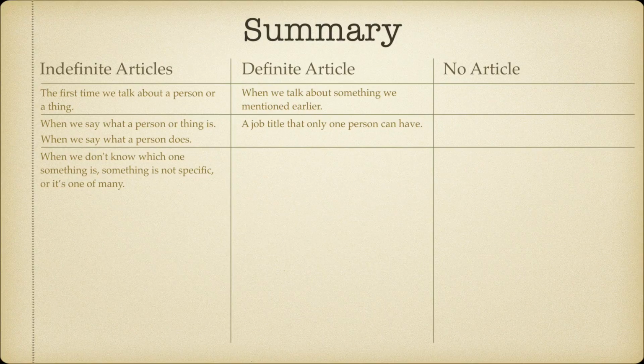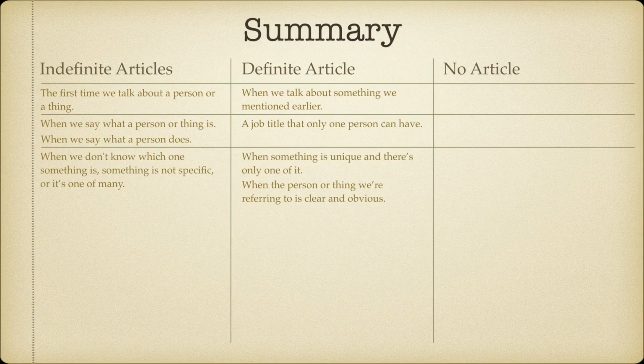We use indefinite articles when we don't know which one something is, when something is not specific, or when it's one of many. We use the definite article when something is unique and there's only one of it, when the person or thing we're referring to is clear and obvious. We don't use articles when we're talking about people or things in general.